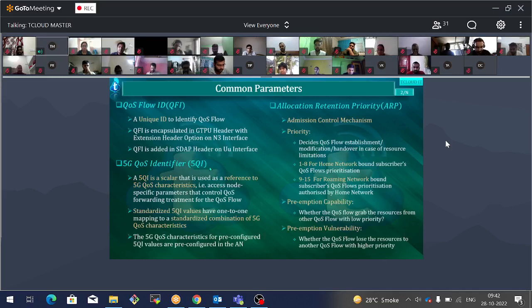We will have to elaborate this 5QI once again, but just remember it is just a number, like 1, 2, 3, 4, 5, 6. Whenever a QoS flow is associated with this number, it gives a hint about what kind of quality of service flow we are creating, for what kind of data. Indirectly, it also gives a hint about what quality of service implementation the application requires, the one that is using this 5QI or this QoS flow.